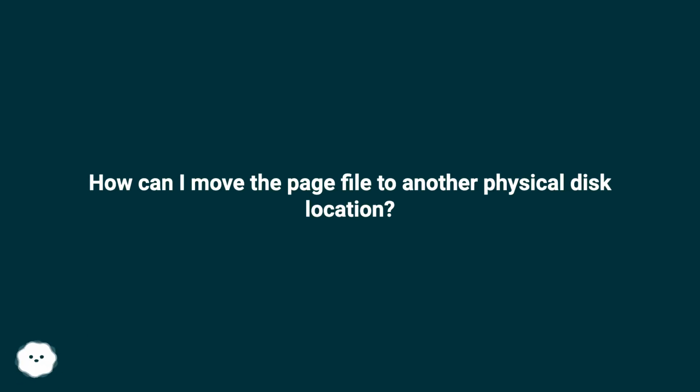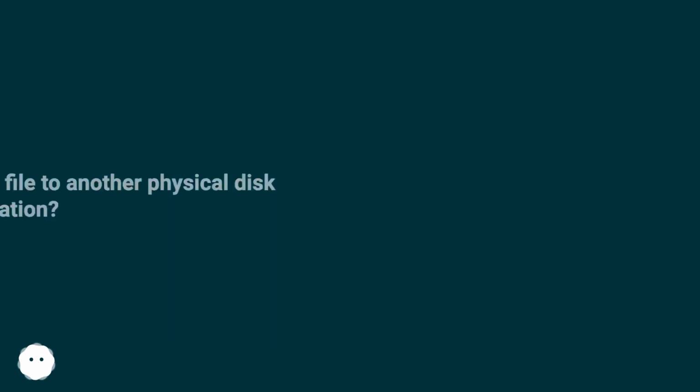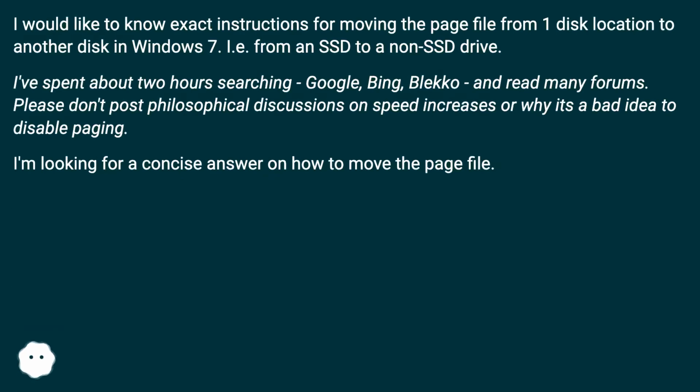How can I move the page file to another physical disk location? I would like to know exact instructions for moving the page file from one disk location to another disk in Windows 7, i.e. from an SSD to a non-SSD drive.